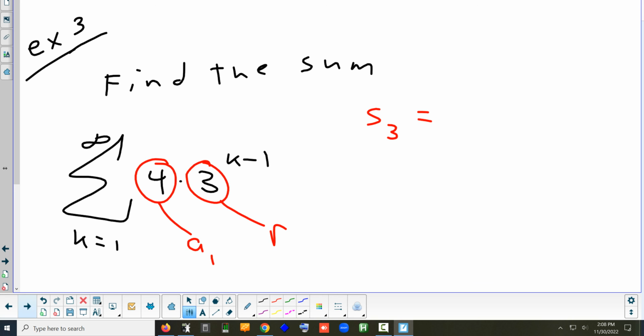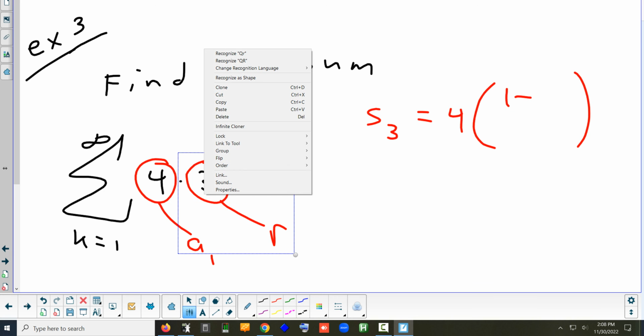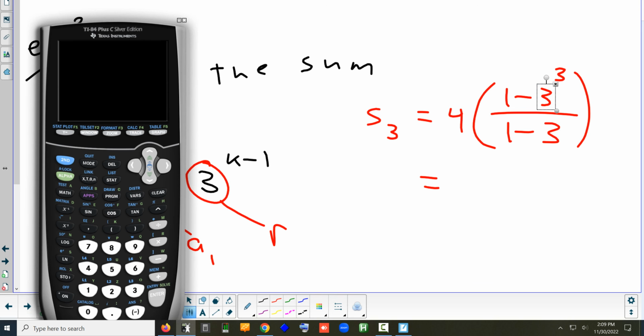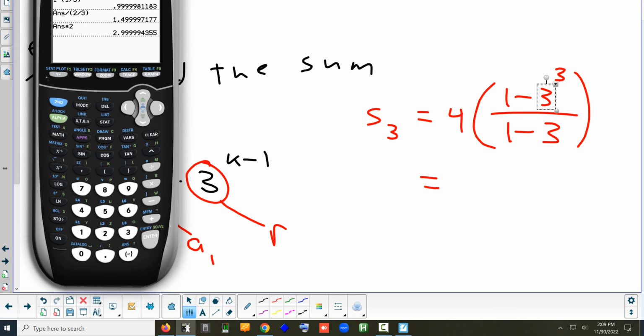So let's try. My first term times 1 minus R to the 3, because we're going to add up the first 3, so that's my exponent. And in the bottom, it would be 1 minus R. All right, so what's 3 squared? Or no, I'm sorry, what's 3 cubed? 27. And 1 minus 27 is? Negative 26.